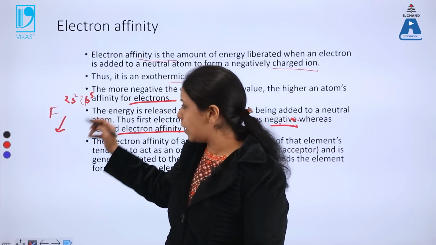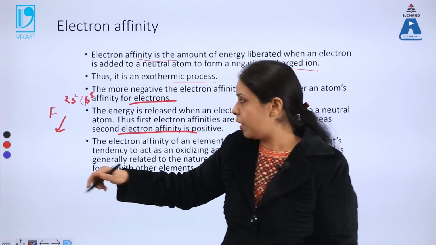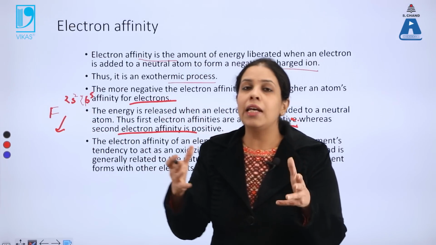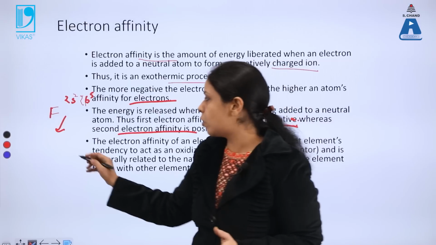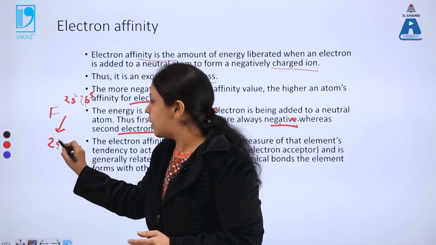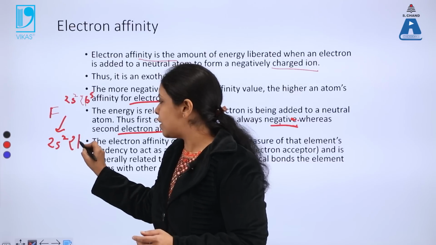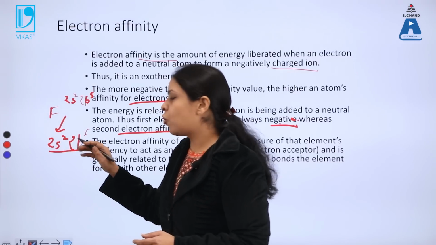When we are adding that electron, some amount of energy is liberated because it is having very high affinity for electron. It will gain that electron and it will attain the noble gas configuration. The configuration it will attain is 2s2 2p6. So it is very stable configuration. Now it is already stabilized.